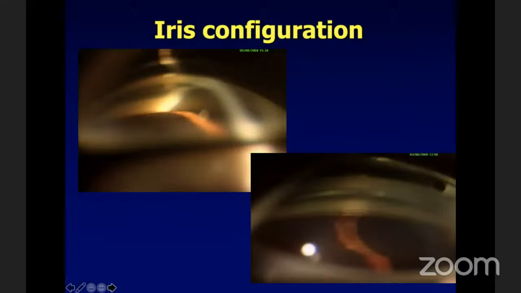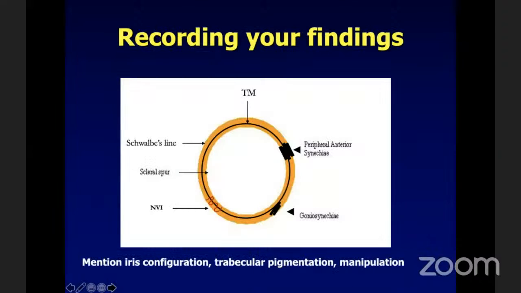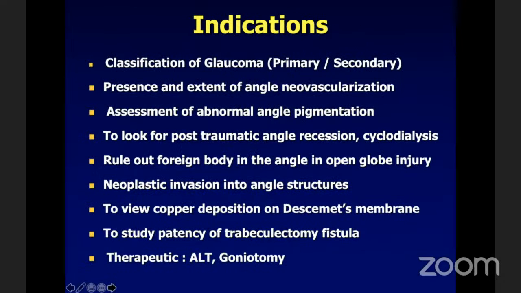So first comment on the angle, whether it is open or closed. Secondly, you comment on the configuration of the iris. So this is a steep iris configuration and this is a concave iris configuration. And then you comment on the pigmentation of the angle. So these are three important things to comment: amount of angle opening, convexity of the iris, and angle pigmentation. And a simple way, you don't need to follow any classification. You just draw these three circles, what is known as a goniogram, the Schwalbe's line, the trabecular meshwork, and the scleral spur, and mark out whatever is the pathology. So that is a simple way of reporting gonioscopy by drawing a goniogram.